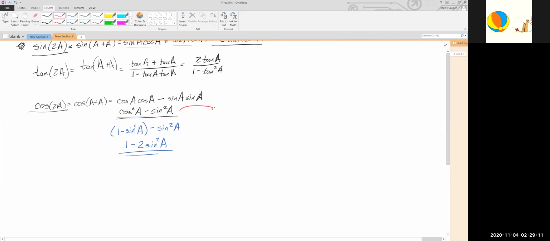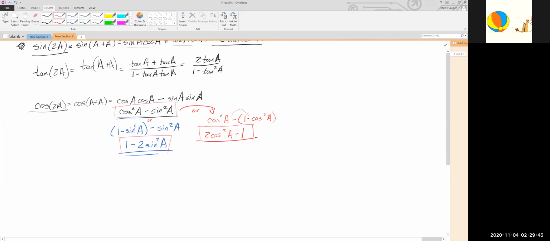Or instead leave the cosine squared A and turn that sine squared into 1 minus cosine squared A, again using the Pythagorean identity. We'd do some distribution, we'd get cosine squared A plus the other cosine squared A. So we'd have 2 cosine squared A minus 1. So we could have that.